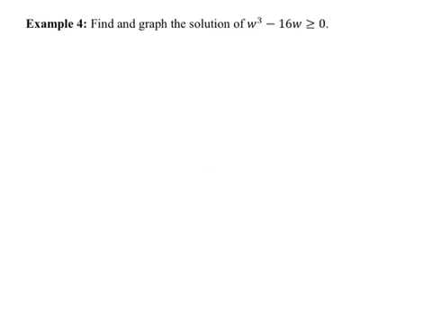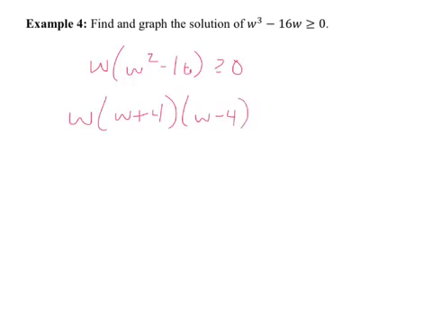Example 4 says, find and graph the solution of w to the third minus 16w is greater than or equal to 0. Well, this problem is no different than the others. We're going to start by just factoring what we have here. So what we're going to do first is this. We're going to take a look and say to ourselves, all right, well, we've got this w that can come out, leaving behind w squared minus 16. But that can be factored even further into w plus 4 and w minus 4 because that's a difference of 2 squares.